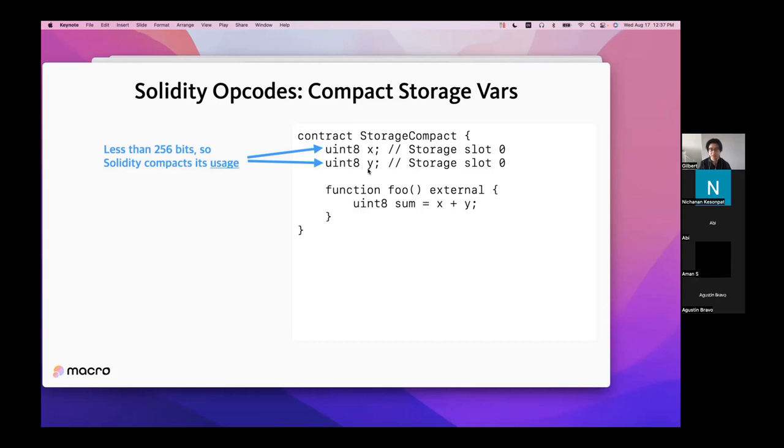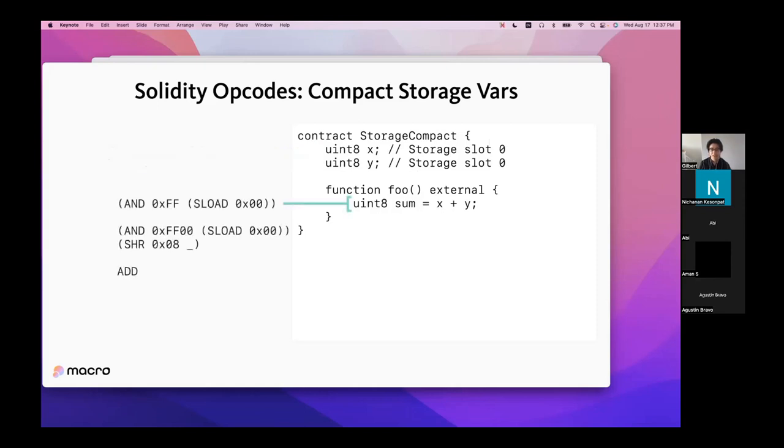But as you can see here, X and Y are uint8. 8 is much smaller than 256. So when you put them next to each other like this, they are going to go into the same storage slot, which is storage slot 0. Let's see how that affects the opcodes that get generated when you use X and Y.